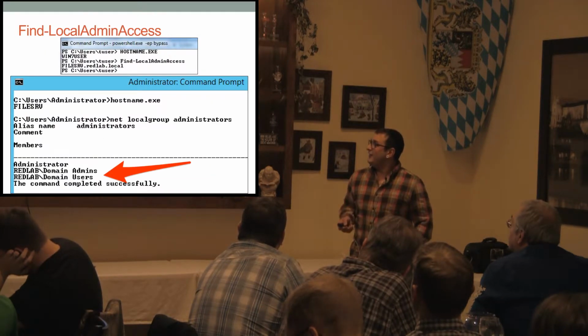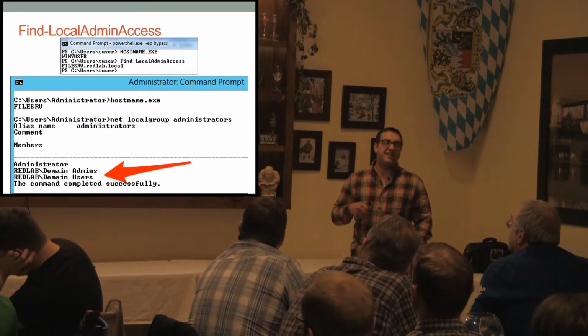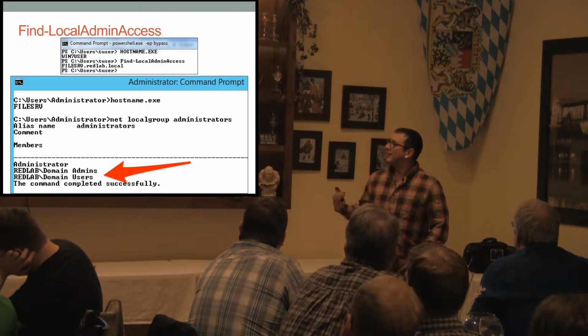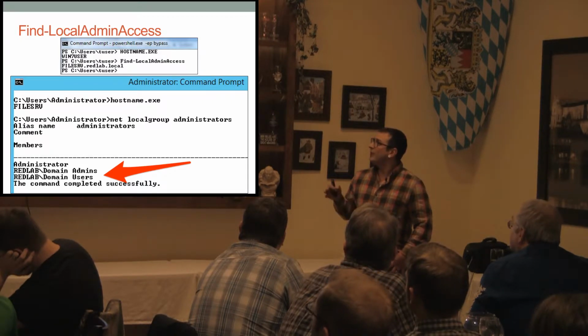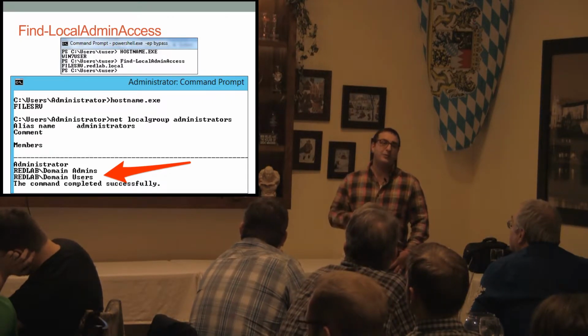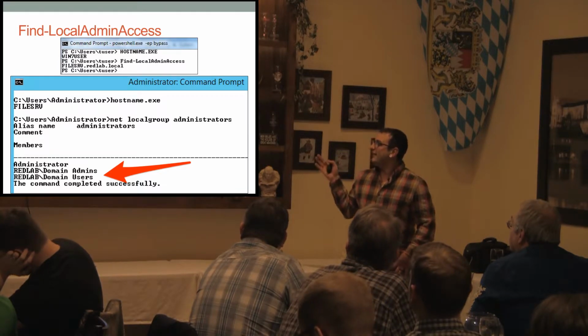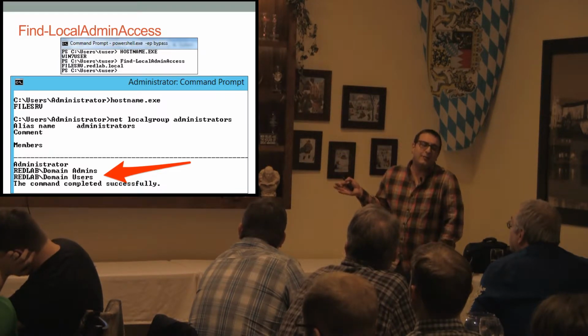Right? The next thing we have here is called find local admin access. It's kind of a sister program to invoke share finder. This looks for local admin access. It pulls down, again, all of those computers in Active Directory, and it tries to authenticate to each of them, and it says, hey, are you a local admin?